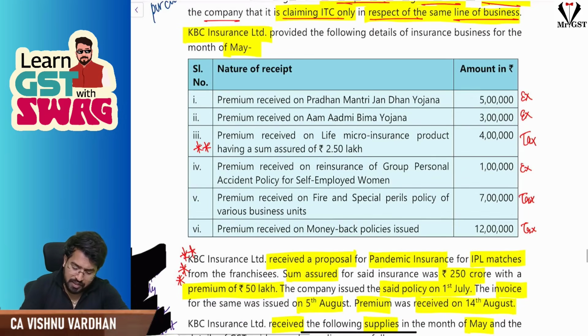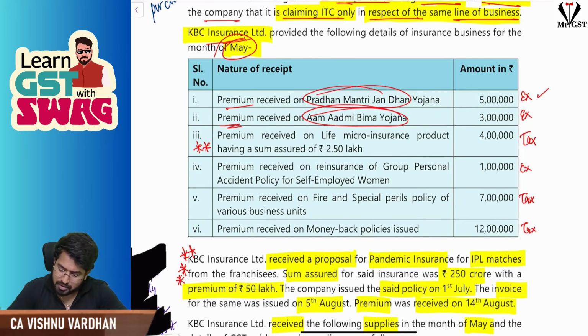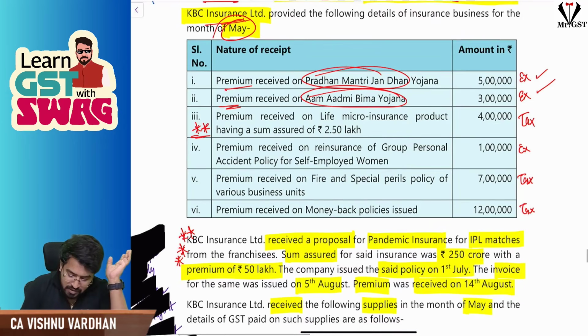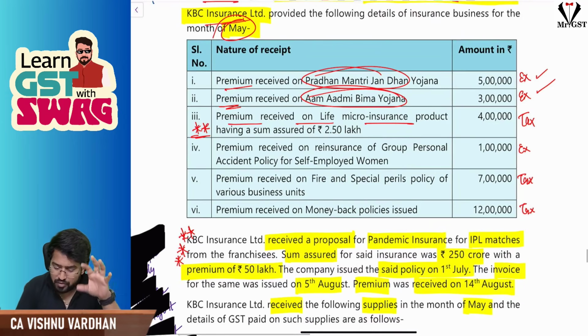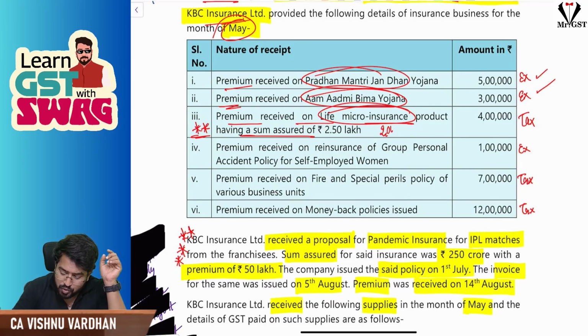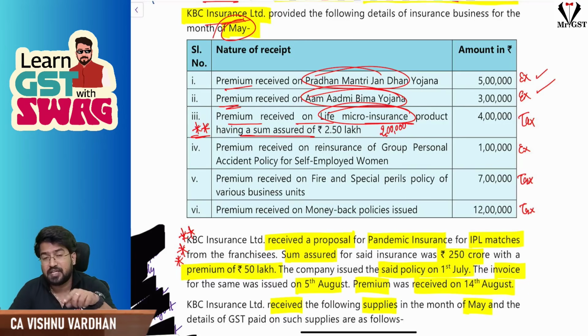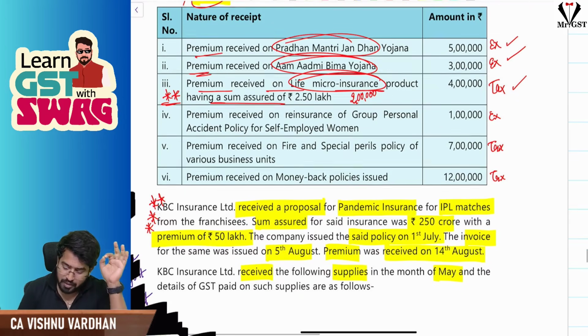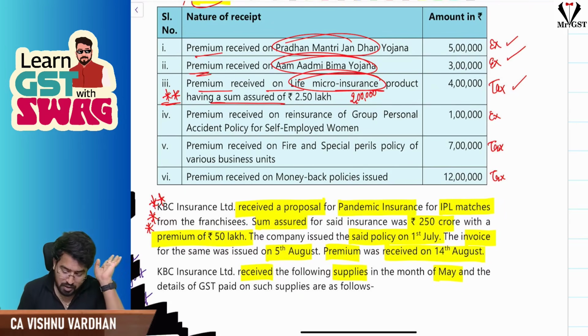The company is providing the following services for May. Pradhan Mantri Jan Dhan Yojana premium collected is exempt under GST. Premium collected from Aam Aadmi Bima Yojana, see, the names itself will tell you this is exempt. And this is the interesting point: premium received on life micro insurance product having sum assured. Life micro insurance product, please remember, if the sum assured is up to 2 lakhs, then it is exempt. But here it is 2,50,000. That is the reason it is taxable. Okay, please make a note of it. Important: 2 lakhs is the sum assured amount.